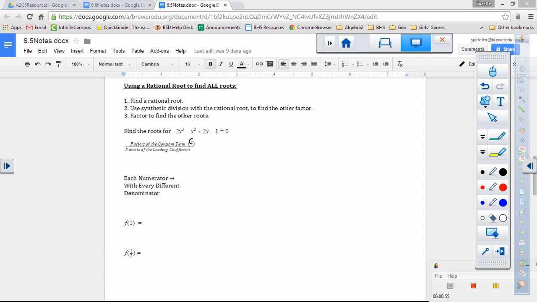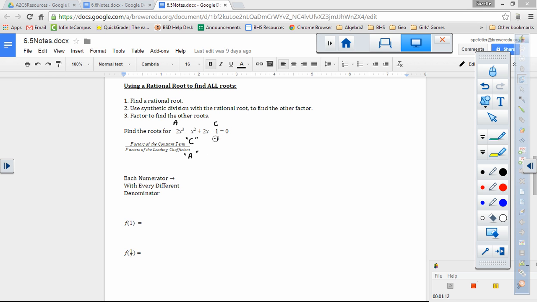So this is C, right? And C is here in my equation, and this is where A is. So every denominator with every numerator, we're going to do each numerator with every different denominator and then figure out where we go from there.